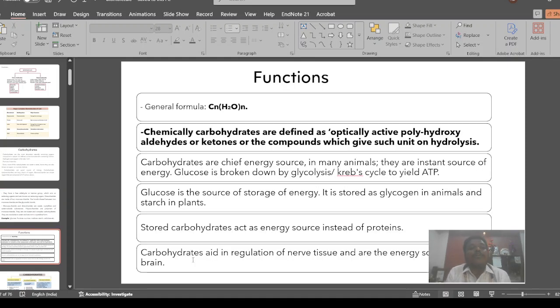Functions. General formula, as I've already told, is Cn(H2O)n. Chemically, carbohydrates are defined as optically active, meaning they can rotate the plane of plane polarized light.